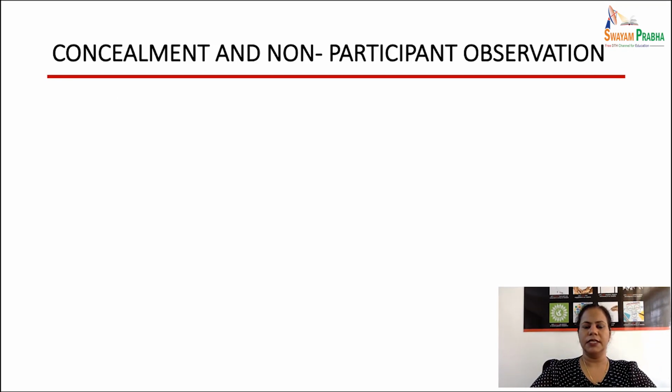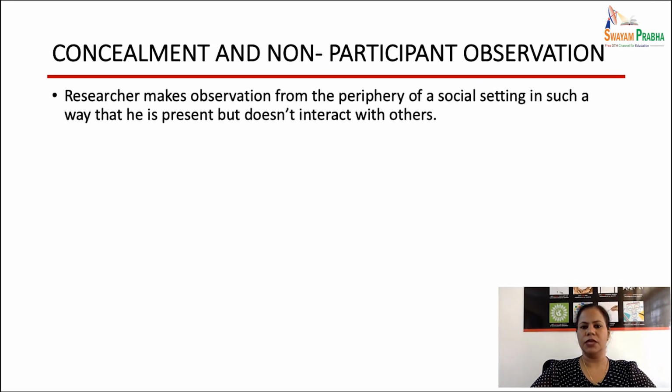Another type is concealment and non-participant observation. Here the researcher makes observations from the periphery of a social setting in such a way that he is present but does not interact with others. Like the example I gave you, in an OPD, how the patients are coming and behaving with the health professionals, or how the health professionals are communicating with the patients, can be observed. While sitting in a corner of the OPD, a researcher can keep on observing.